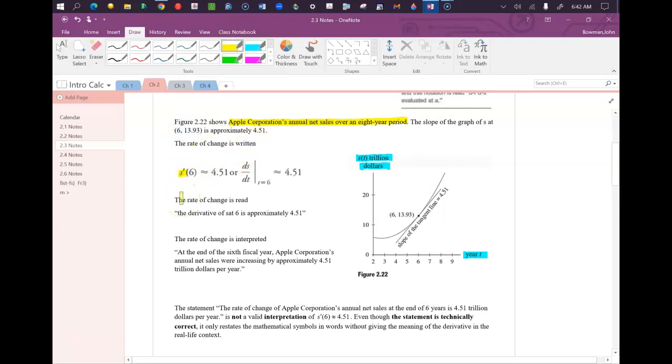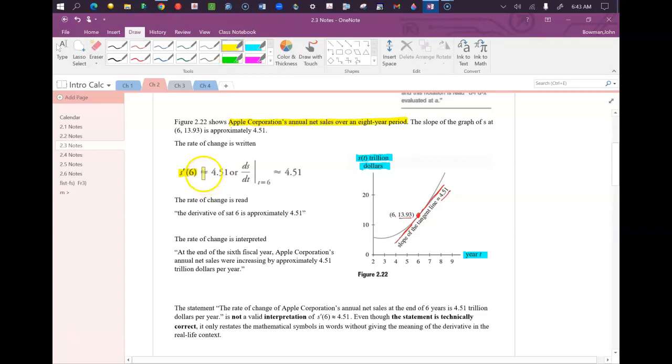If we want to find the slope of that line at an input value of 6, S prime of 6, that slope has been found for us. They drew in the tangent line over here. I'm going to cover it in red at t equals 6. At t equals 6, the sales were actually $13.93 trillion a year, but they were increasing at a rate of $4.51 trillion per year. So back to our notation over here.